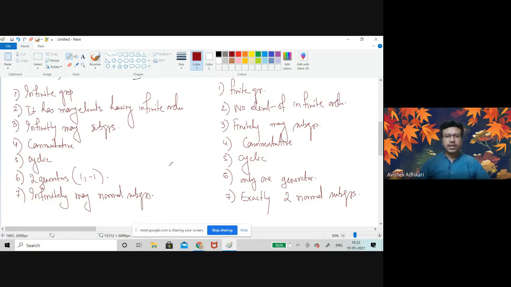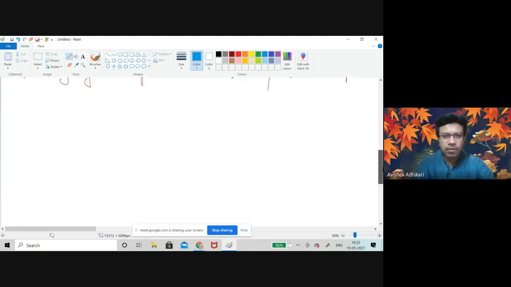So you can see that there are plenty of similarities and plenty of dissimilarities. For example, it is a commutative group and a cyclic group, so they are similar, but there are plenty of other algebraic properties which are different. Now let us try to find more similarities.